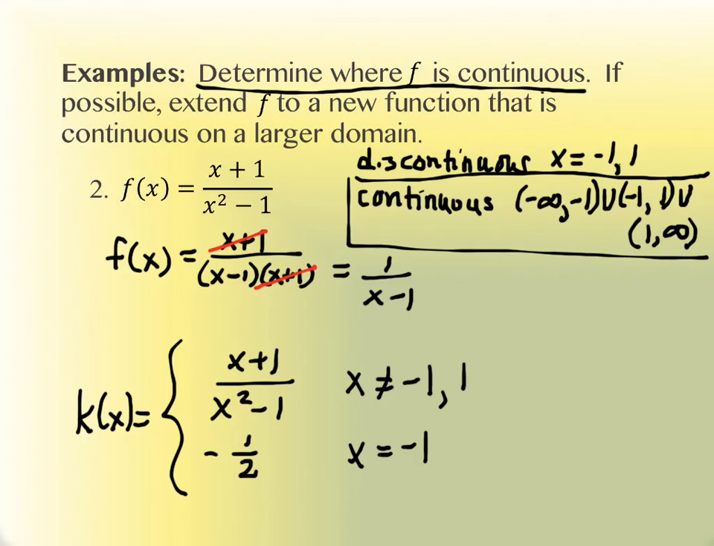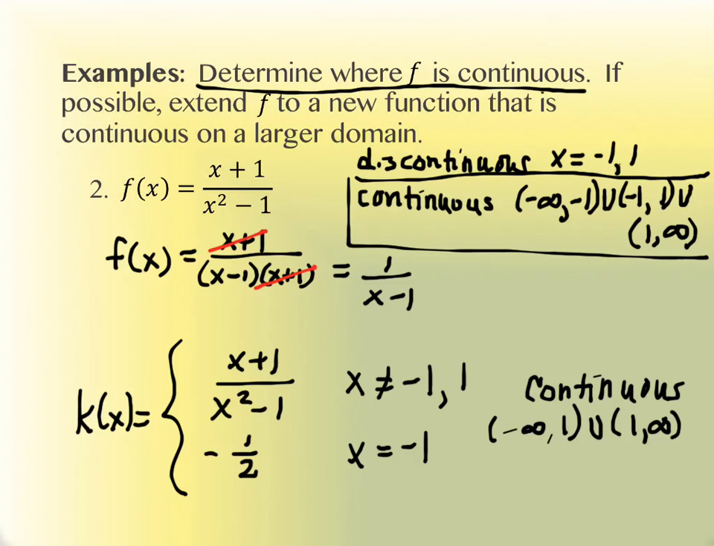So this is not continuous everywhere now, but it is continuous on more of the graph than it was before. Now this is continuous on negative infinity to 1 and 1 to infinity. In other words, I don't have to exclude the negative 1 value because I've identified what it's going to be when it's negative 1. Does that make sense?